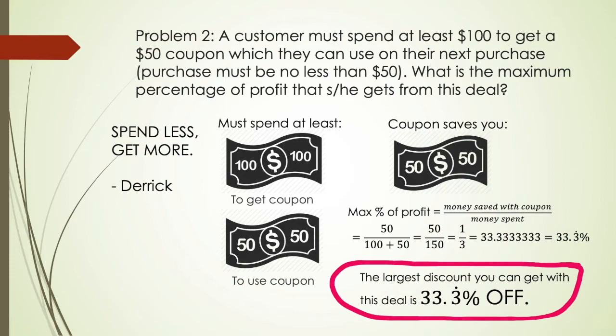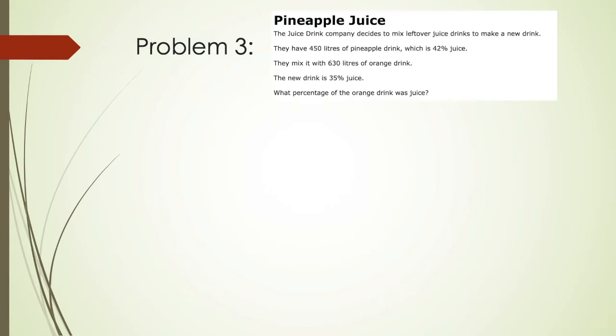Now, final problem. It says the juice company decides to mix leftover juice drinks to make a new drink. They have 450 liters of pineapple juice, which is 42% juice. They mix it with 630 liters of orange juice. The new drink is 35% juice. What percentage of the orange drink was juice? With virtually any problem, you always have to look at what the question is asking for and then work backwards to determine what should be your first step in solving the problem. For me, I would just start by calculating how many liters of juice are in the 450-liter pineapple drink.